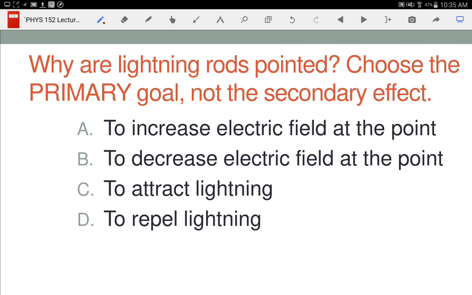Okay, first question. Why are lightning rods pointed? Choose the primary goal, not the secondary effect, because two of these are true, but one's the primary goal.